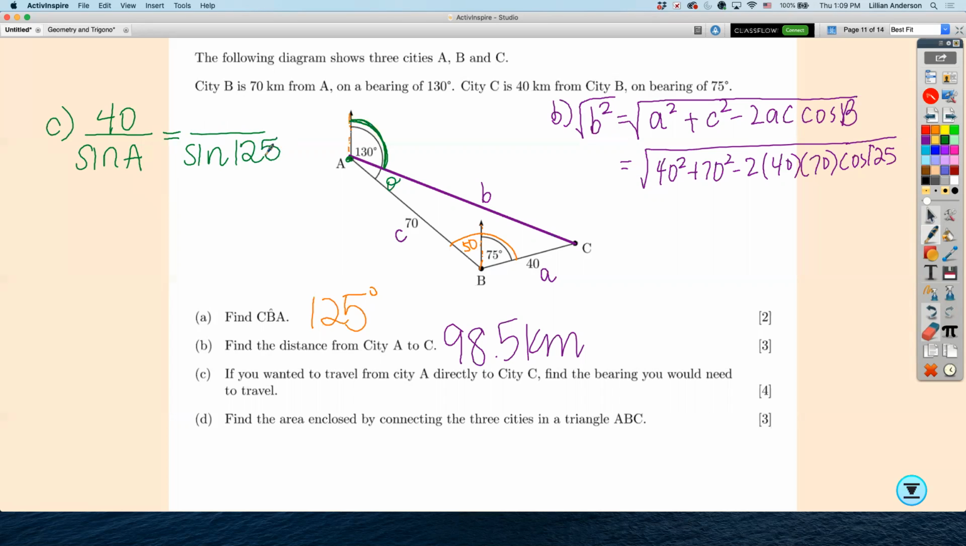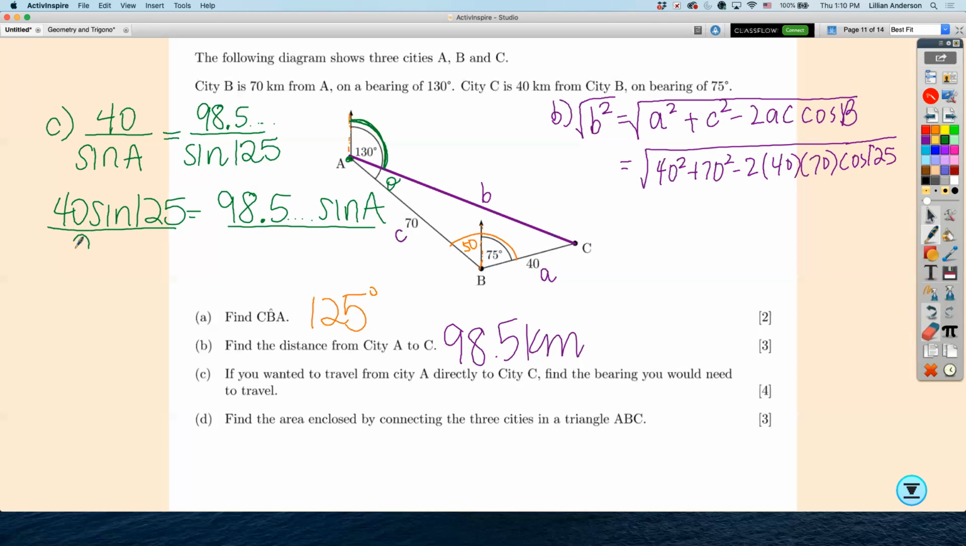You'd have to use the full number, right? I'm going to have to use that full number, so it should still be sitting in your calculator. I would use the full decimal because the more you round, the further off you're going to be. So this becomes 40 sine of 125 equals that long decimal times sine of A. How do I find angle A? Just divide the long number.